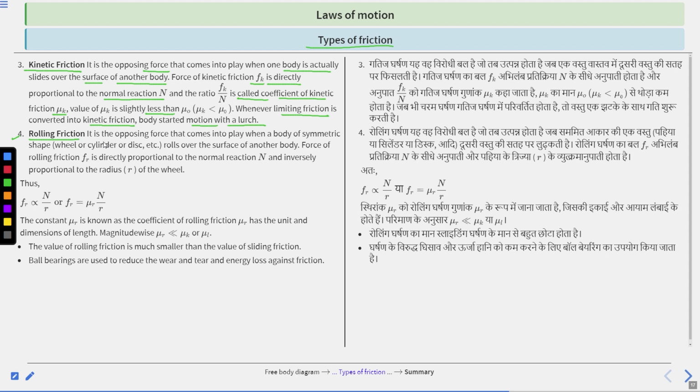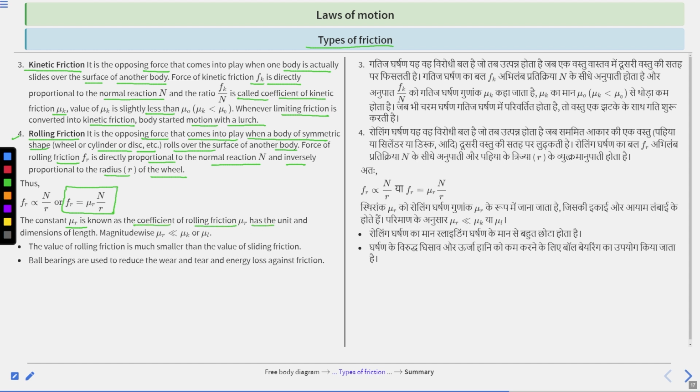Fourth is rolling friction. It is the opposing force that comes into play when a body of symmetric shape, like a wheel, cylinder or disc, rolls over the surface of another body. The force of rolling friction Fr is directly proportional to the normal reaction N and inversely proportional to the radius R of the wheel. So Fr is proportional to N by R, or Fr equals mu r N by R. Clear? The constant mu r is known as the coefficient of rolling friction.